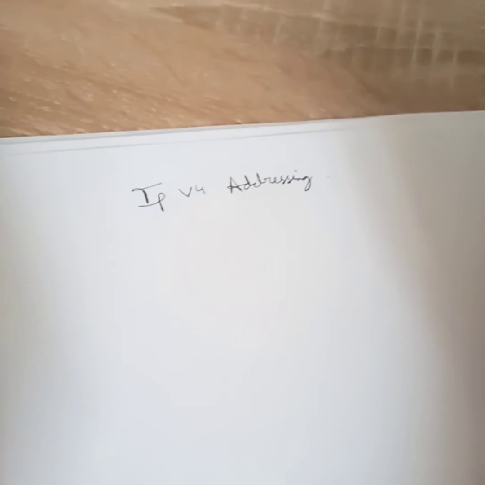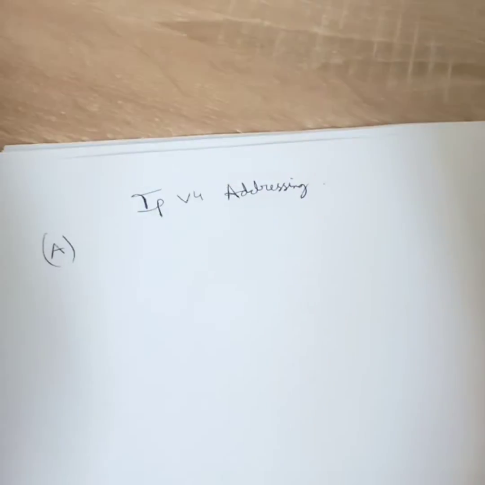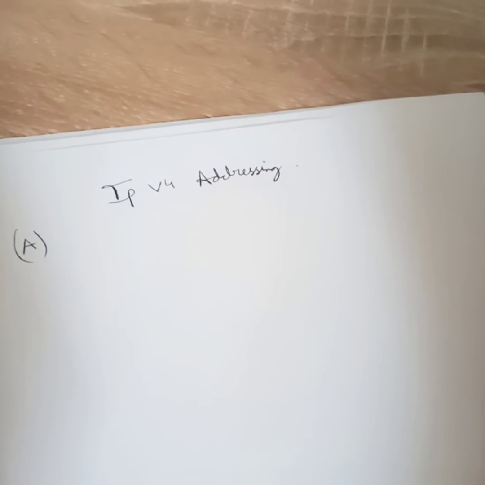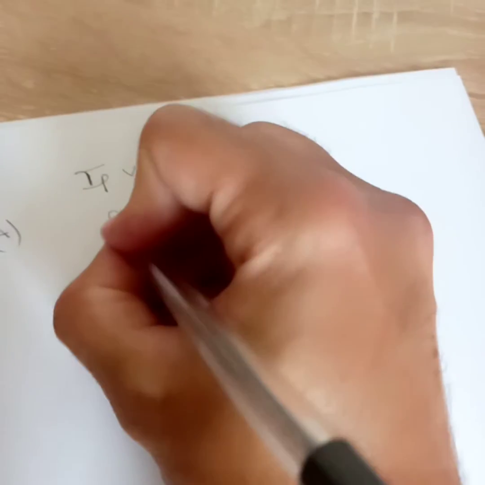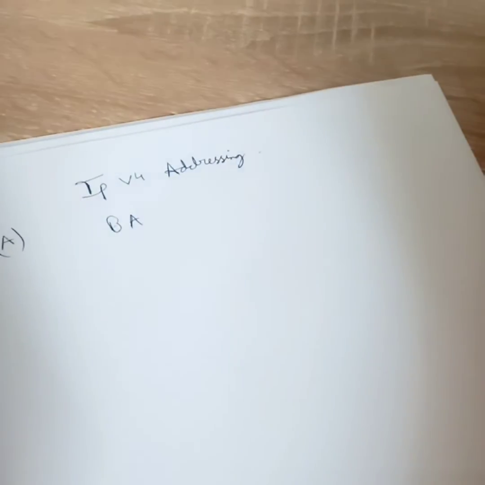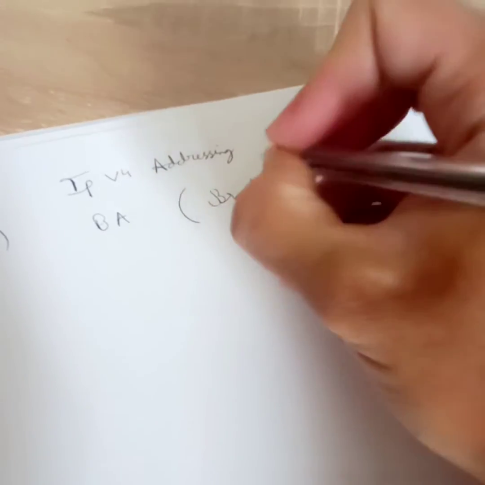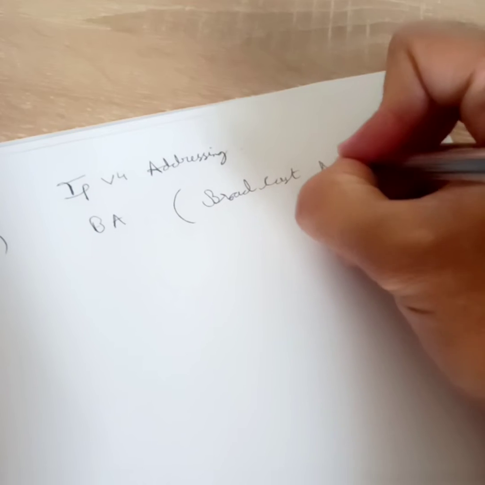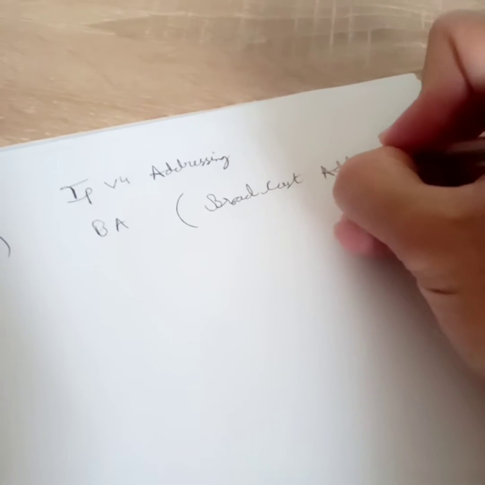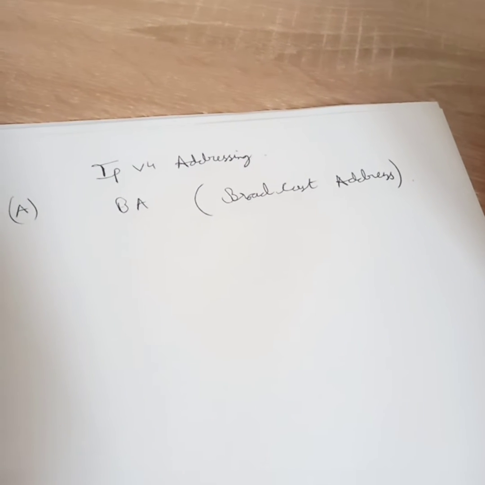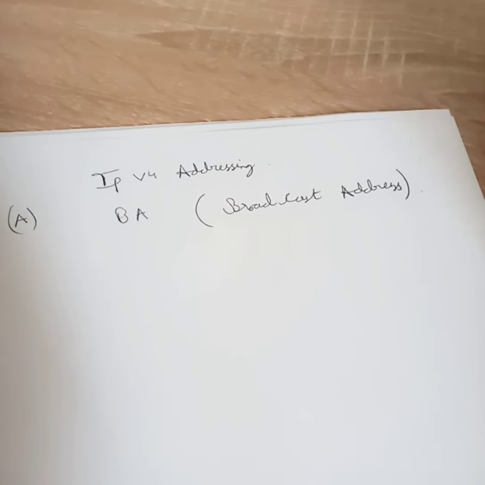Right, IPv4 addressing. First point, this is very important. So today we have a situation in which we have to find out the BA. And what is this BA? BA is called broadcast address.